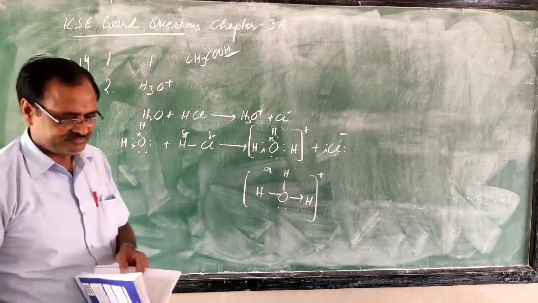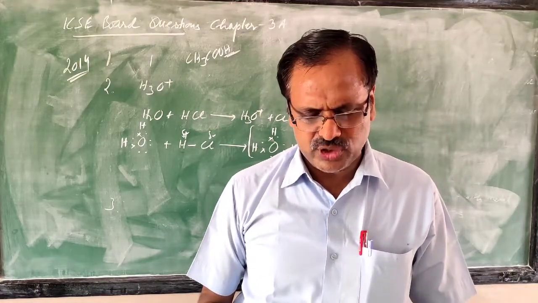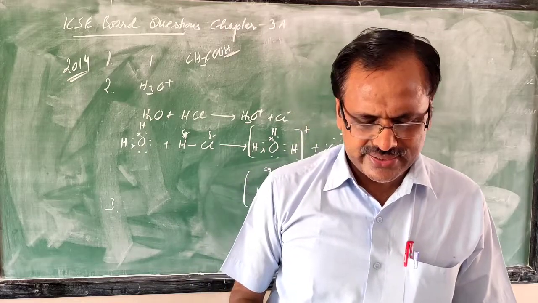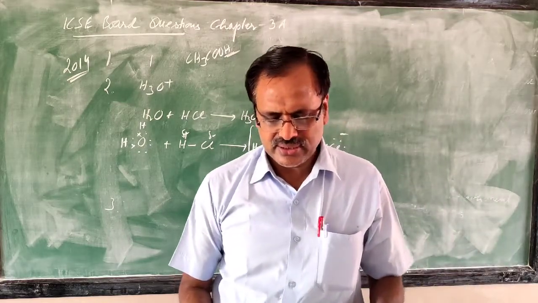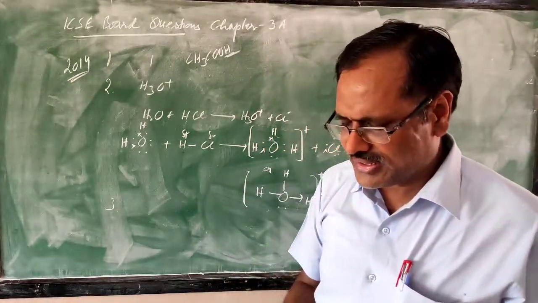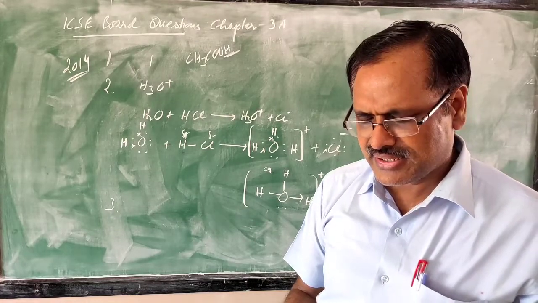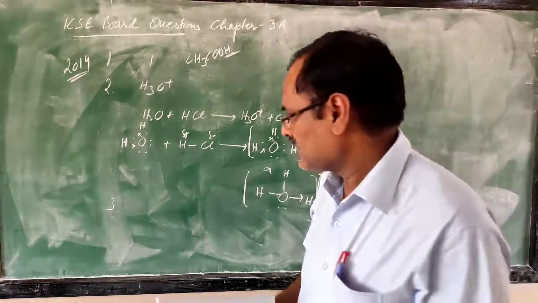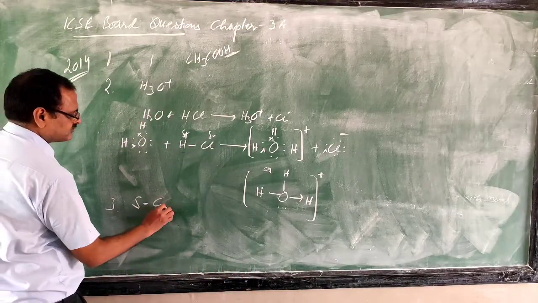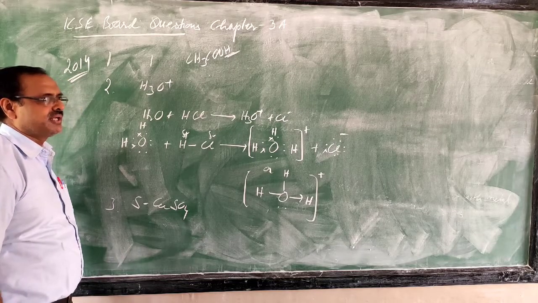Now the third one. State the inference drawn from the observation. Salt S is prepared by reacting dilute sulfuric acid with copper oxide. Identify the S. So the salt S is copper sulfate. And what is reacting with dilute sulfuric acid? Yes. The salt S is copper sulfate. And this black powder of copper oxide changes to a blue colored solution.